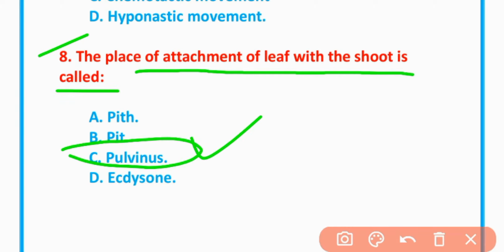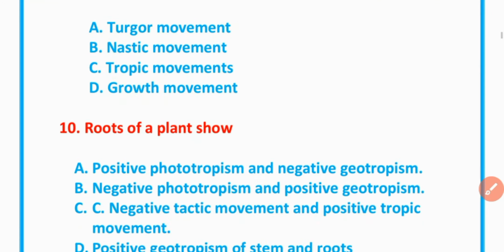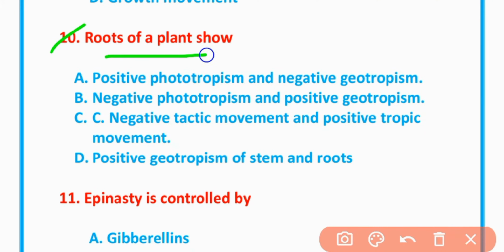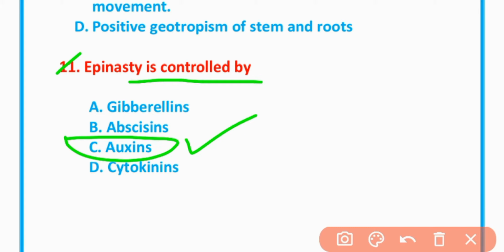MCQs number 9. Rapid movement of leaves of mimosa on touching is example of turgor movement. MCQs number 10. Roots of plant show negative phototropism and positive geotropism. Option B is correct for roots of a plant. MCQs number 11. Epinasty is controlled by auxins. Option C is correct.